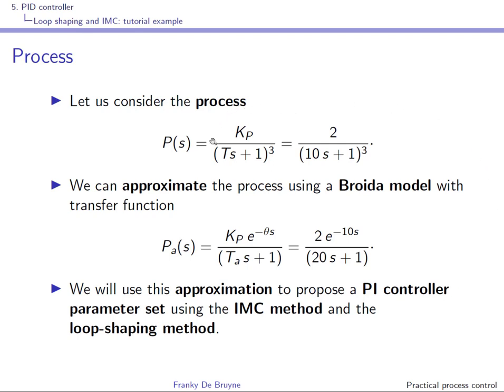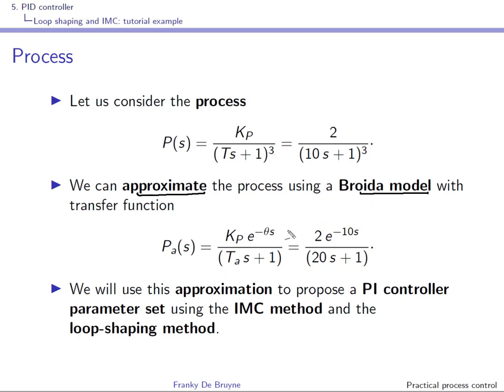Well, let us consider a process described by this transfer function here, and this type of transfer function is typical of thermal processes, and the process parameters, so the gain and the time constant, could for instance have been obtained using an identification package. Well, if you go and look in the IMC tuning table, you will not find this third order system. So what we can do is try to approximate it using, for instance, a Broida model. So one time constant and a delay. You could do the same exercise with two time constants and a delay.